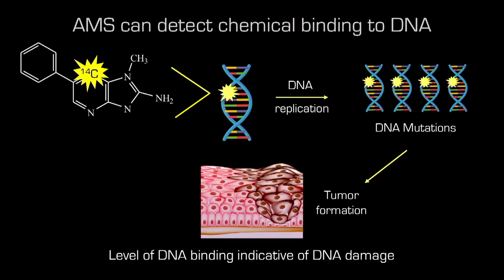Well, when it binds DNA, it actually can damage the DNA. And as the DNA replicates, as your cells divide, then you can get DNA mutations. And these DNA mutations can ultimately go on to form tumors. So we want to be able to understand how this mechanism works at these really low levels of exposure. And this level of DNA binding of these chemicals is indicative of how much DNA damage you can get. So AMS can actually quantify the amount of DNA binding, so we can get a better idea of how much damage exposure to these chemicals is doing at these extremely low levels.